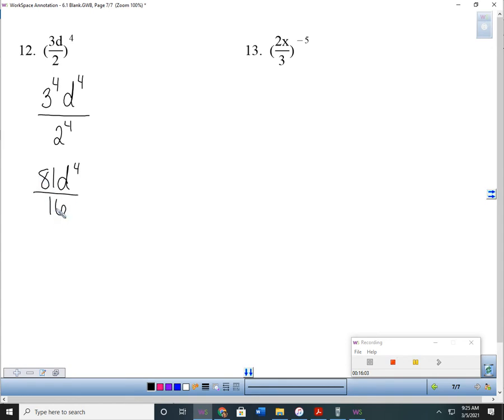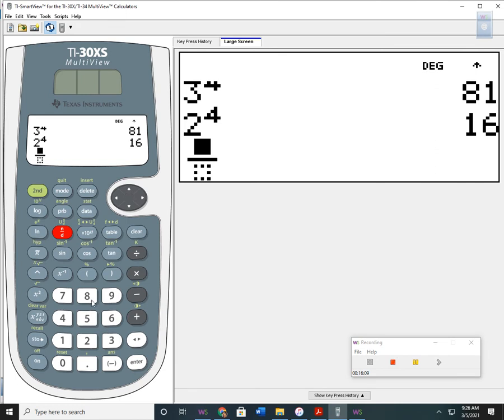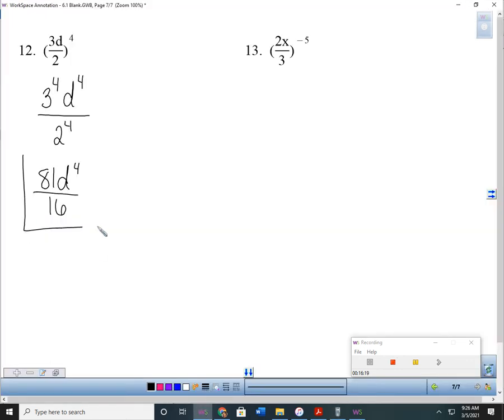And always make sure that you can't reduce the numbers, 81 and 16. If you're unsure, you can always just grab a fraction and do 81 over 16 and see how it does not reduce at all, so you know that you're finished with that one.